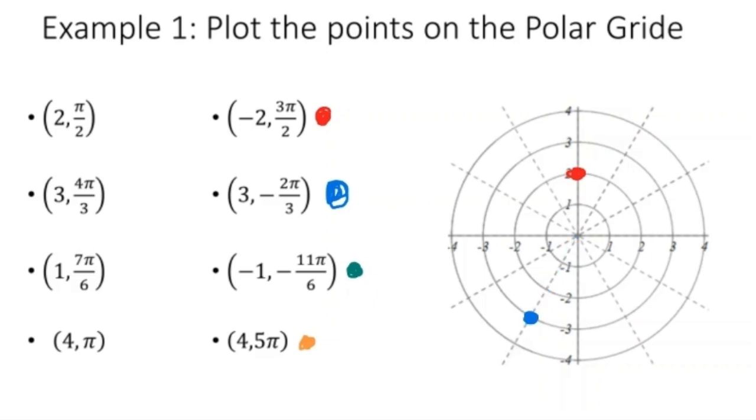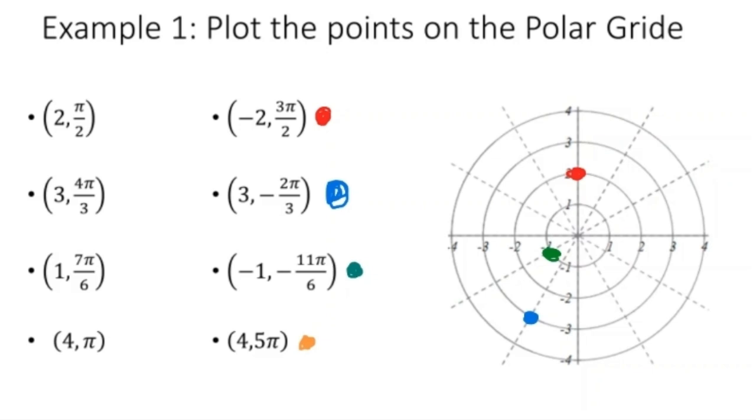Next, (-1, -11π/6). We'll start by locating -11π/6. Negative 11π/6 is a rotation clockwise by 11π/6 radians, which will place us along this green line. However, our radius is negative 1, which means we're going in the opposite direction of our terminal side of -11π/6. So extend our line segment in the opposite direction, and we're going 1 unit in the opposite direction of our terminal side, which would place us there. And there's the location of (-1, -11π/6).